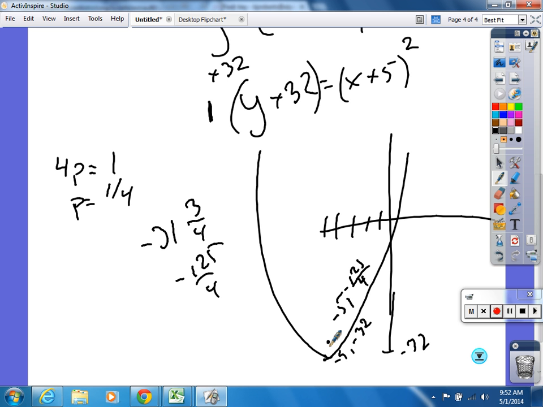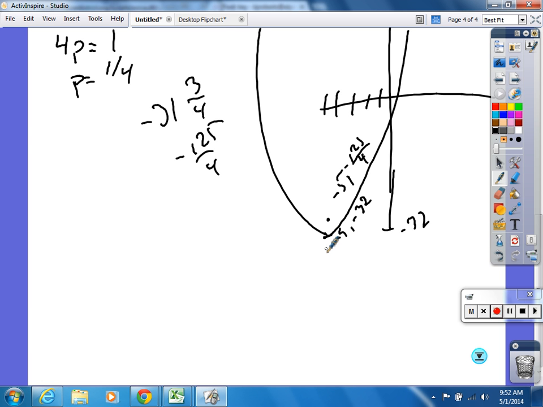Everybody there? What do we know about the directrix? It's going this way. It's down a quarter, huh? Okay, so what would be the equation of the directrix? Because notice it's the equation of a line. It went down a quarter, so that's negative 32 and a quarter, correct? So 4 times 32 is 128, plus 1, so the equation is y equals negative 129 fourths. Because it's an equation of a line, right? So it's y equals.